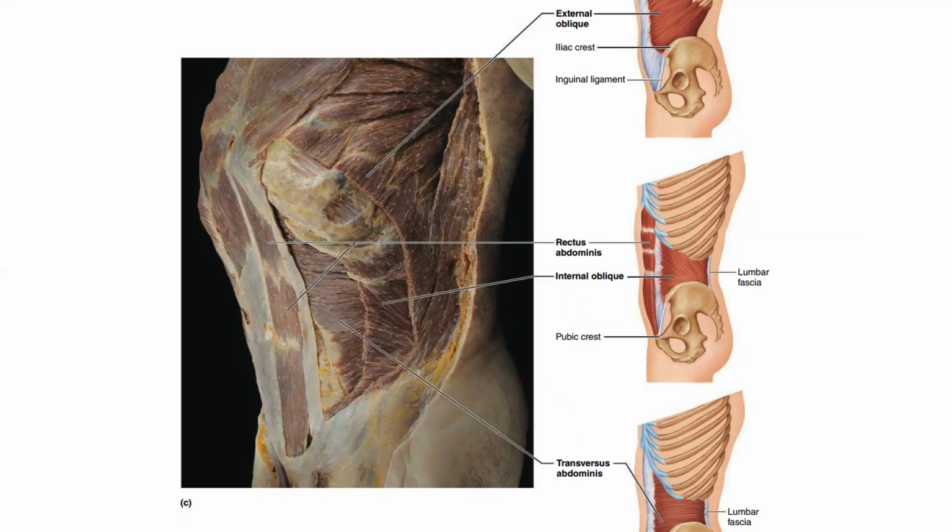And if you look at the origin of these muscles, they are all originating from the thoracic cage and ribs and the ilium.